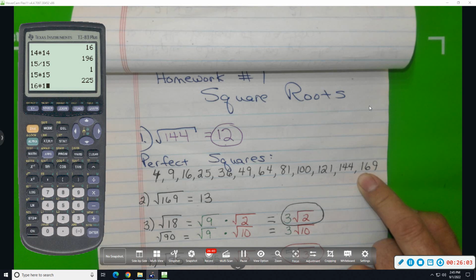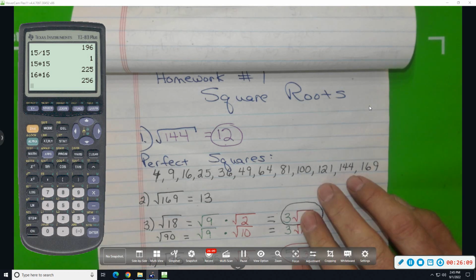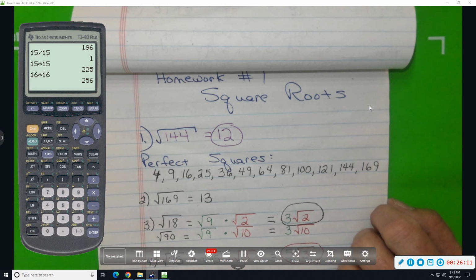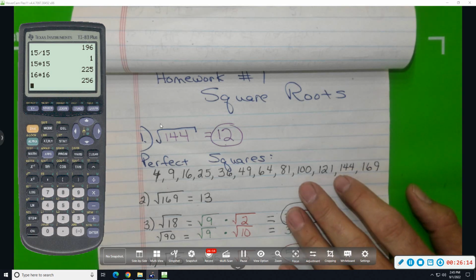16 times 16, oh wow, 256. That's why you need a calculator. This is what I refer to as number crunching. You're trying to find the biggest perfect square that divides evenly into the given number.